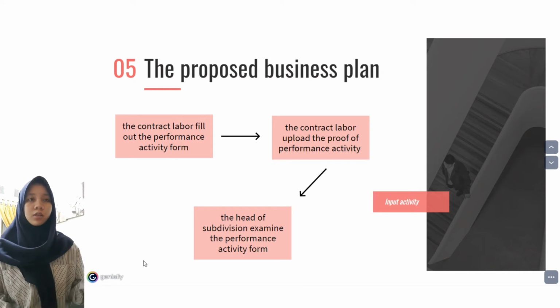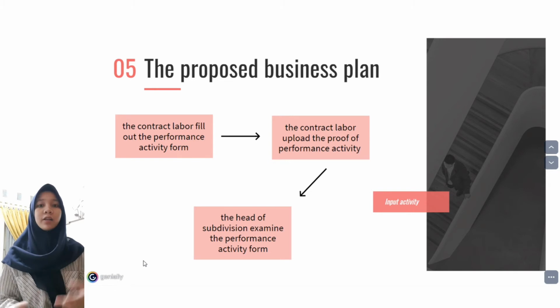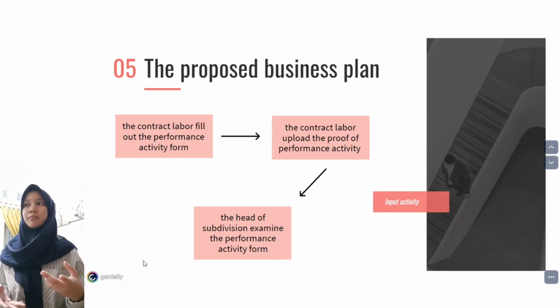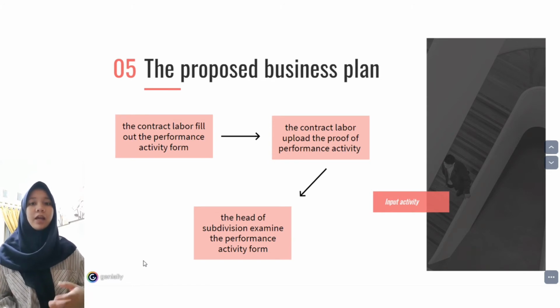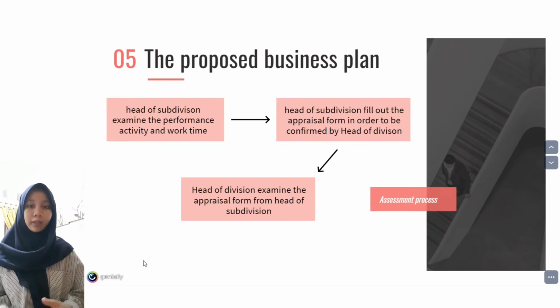The first activity is the input activity. So the contract employees log in to the system, and then the contract employees fill in the form that contains a performance activity, and then the employees upload the proof for that performance activity. After that, the head of subdivision will examine the performance activities.